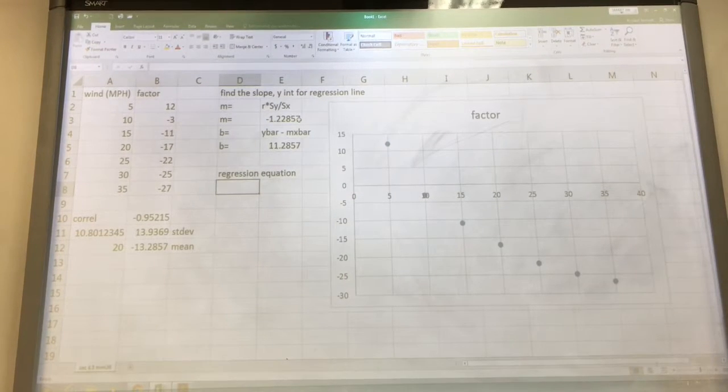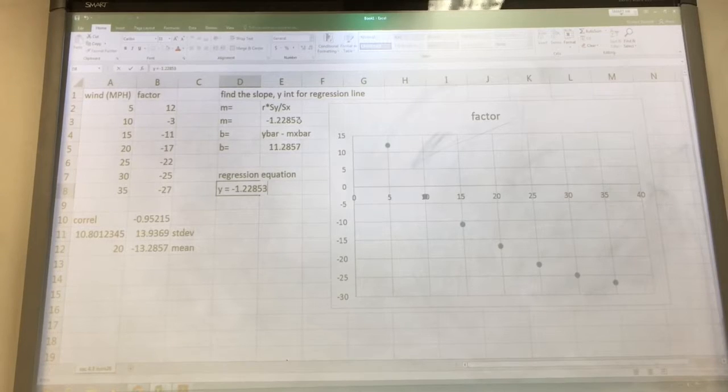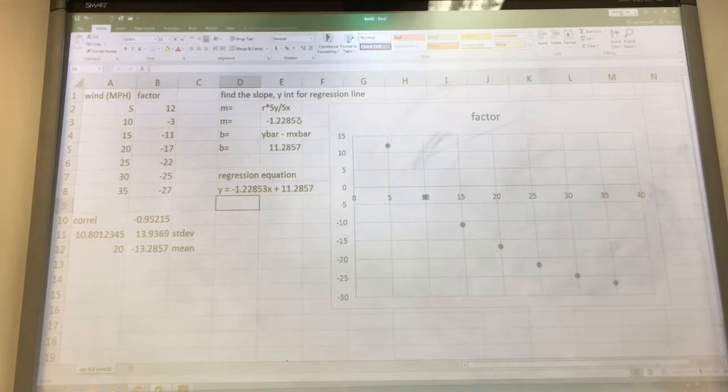So y equals negative 1.22x plus 11.2857. Okay, and how can we check your answer?